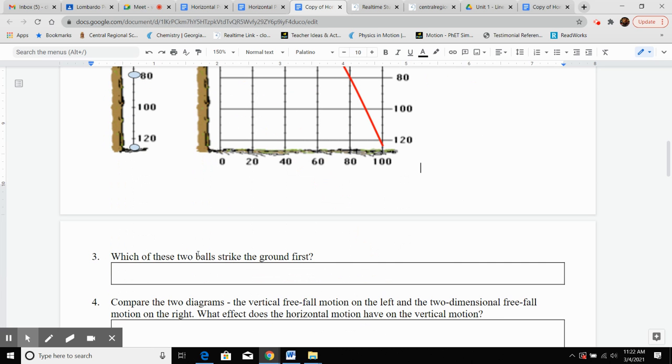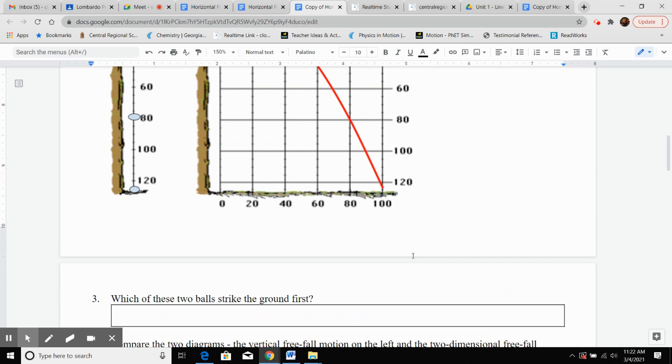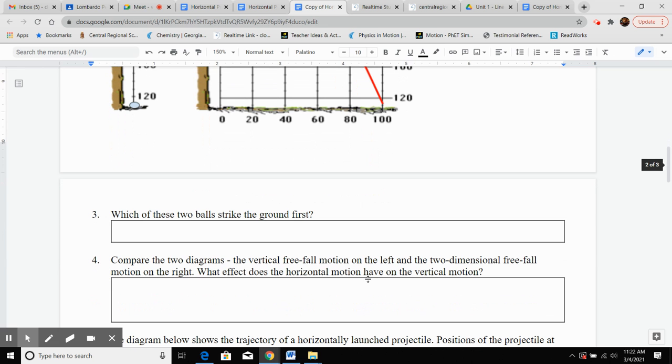So it asks then, which of the two balls would strike the ground first? Again, based off of our little simulation that we ran yesterday, we basically just dropped one and launched one. Identical objects, same height, same time. They're going to hit the ground at the same time. So you guys would fill that in. Okay, they would strike the ground at the same time.